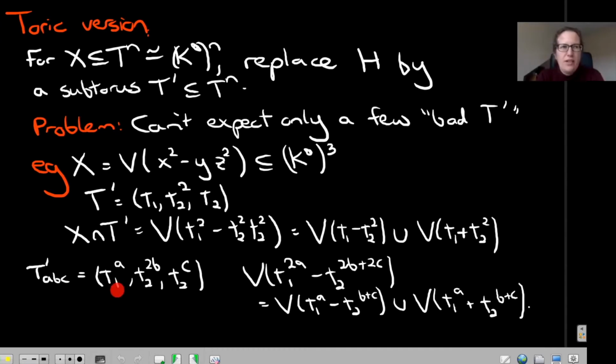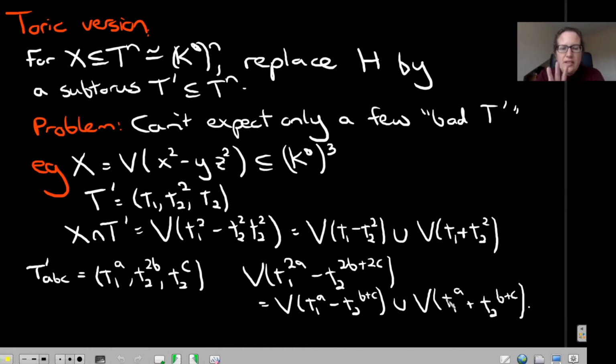I've written it as T1 to the A, T2 to the 2B, T2 to the C, but you could actually even change this T2 to a T3. But if we have T1 to the A, T2 to the 2B, T2 to the C, for any A, B, and C, and we intersect X with this T prime, you'll get the variety T1 to the 2A, T2 to the 2B plus 2C. Again, you can see it's a difference of two squares. The variety is going to have two components.